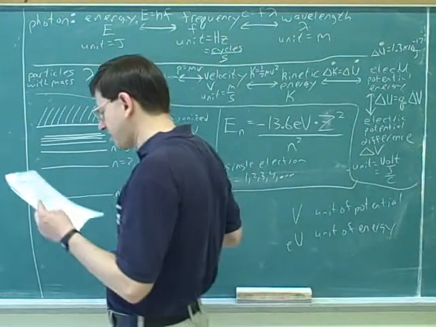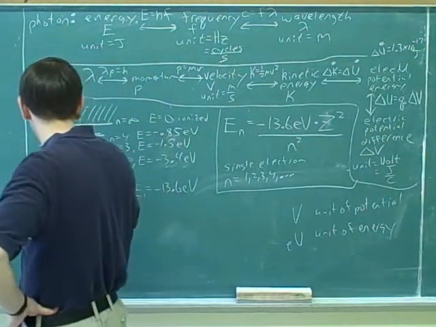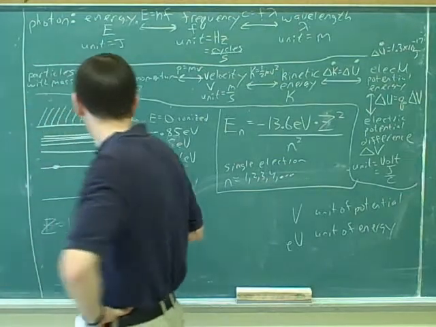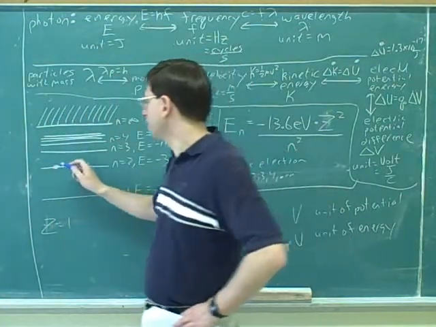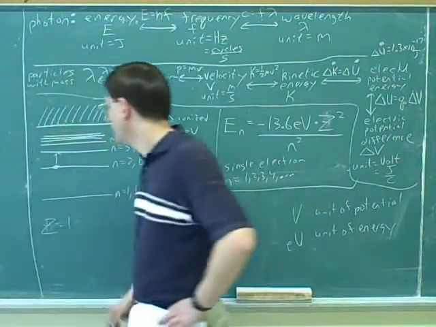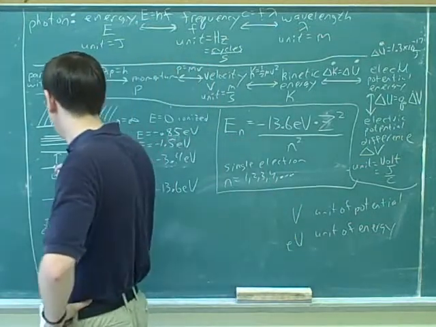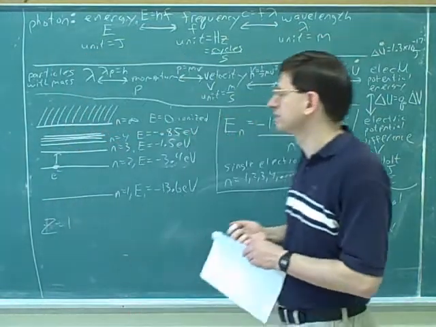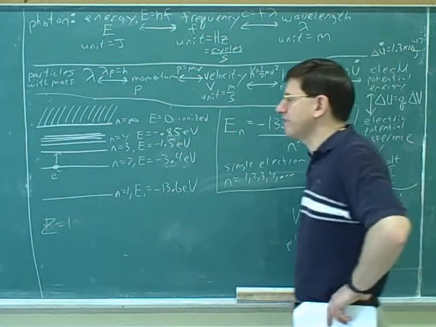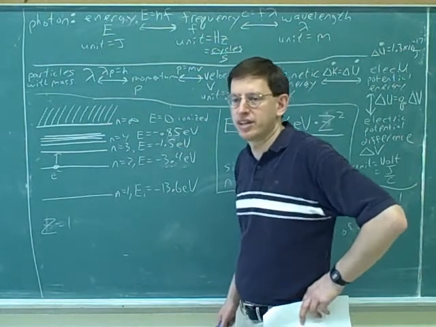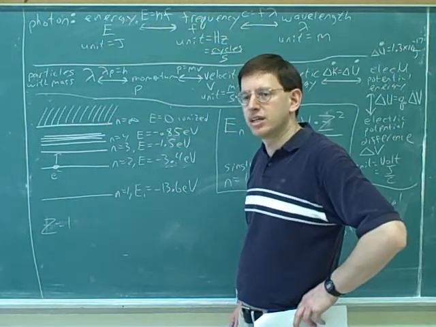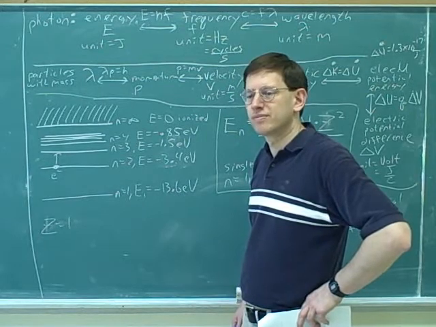So let's say that I want to take an electron from here and move it up to here. I want to take an electron from this energy level and move it up to here. How am I going to do that? Do I have to put energy in or take energy out? Put energy in, don't take energy out.